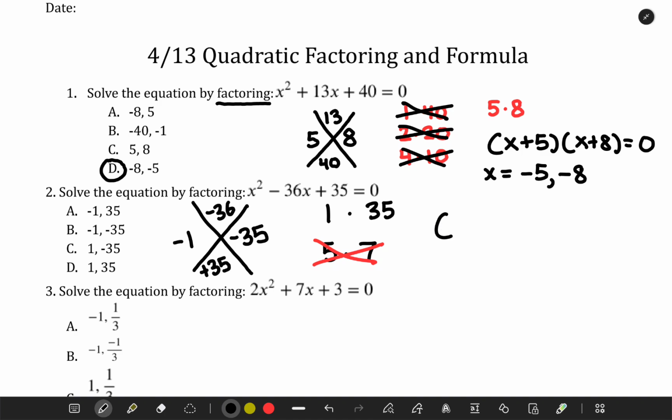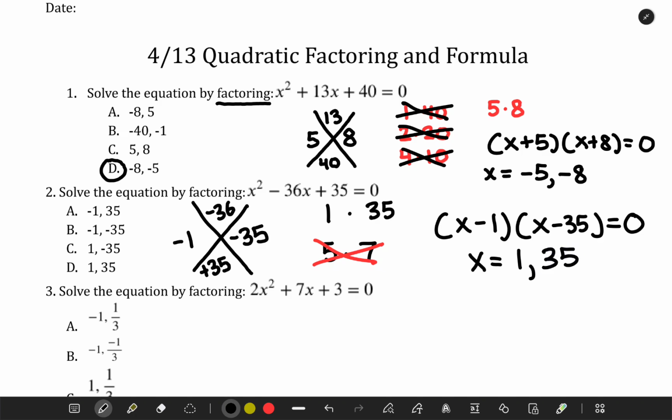I'm going to write it again. So I'm going to write x minus 1 times x minus 35 equals 0. And just like before, I'm going to reverse the signs for my final answer. In this case, x would equal positive 1 and positive 35, because I'm switching from negative 1 to positive 1, negative 35 to positive 35. So once again, I'm looking at my answer choices, and the answer to that is D once again.